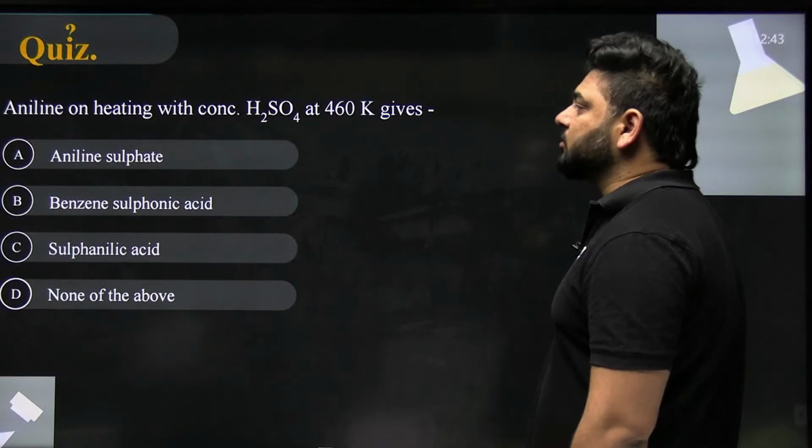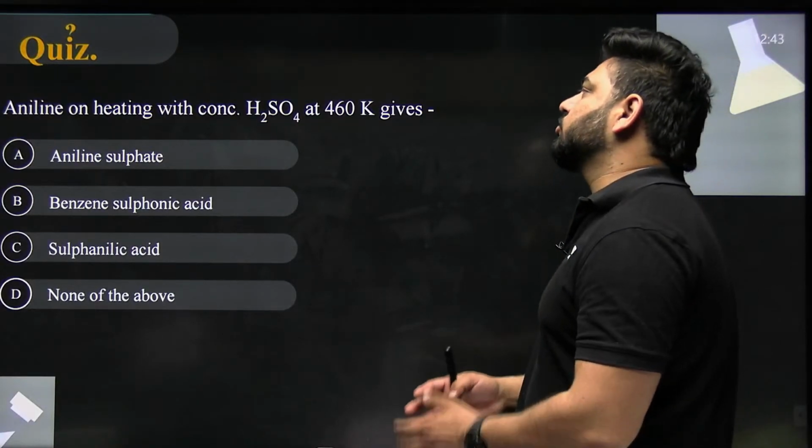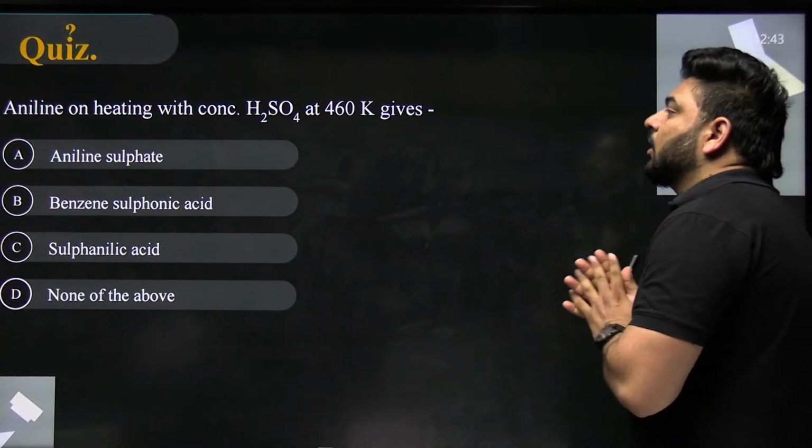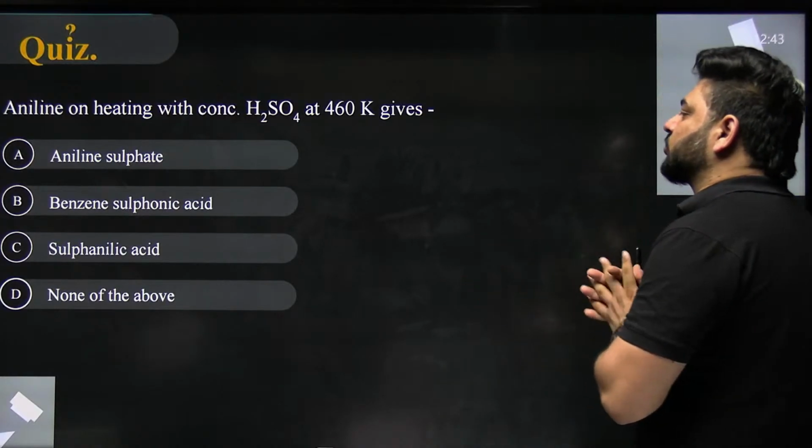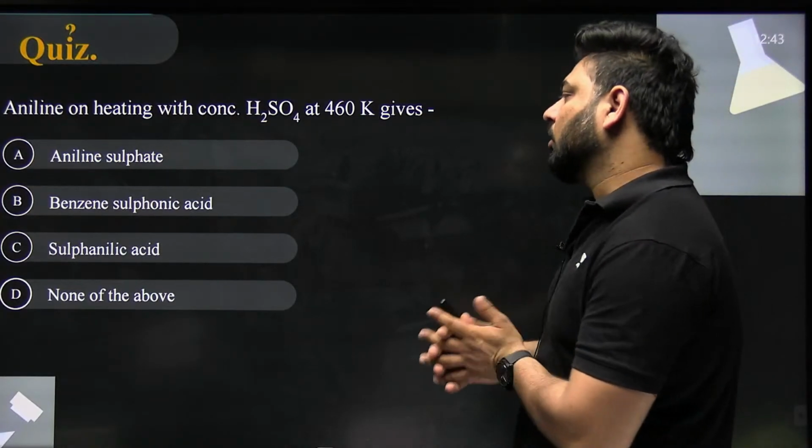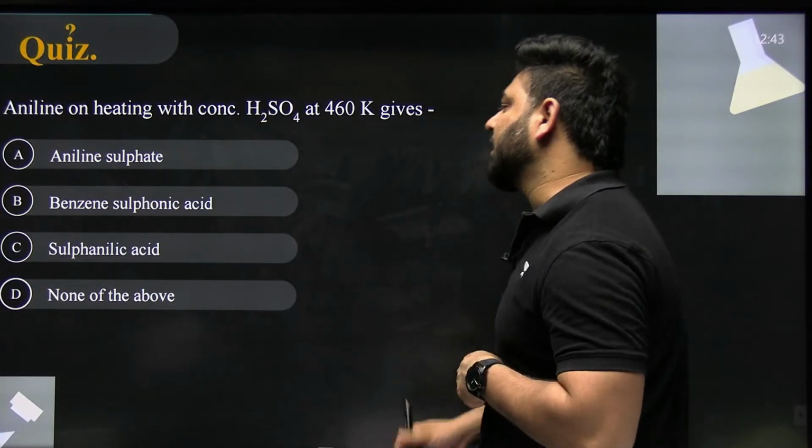Let's have some questions. Aniline on heating with concentrated H2SO4 at 460 Kelvin gives you what? Aniline on heating with concentrated H2SO4 gives you what? Sulfanilic acid, I guess.